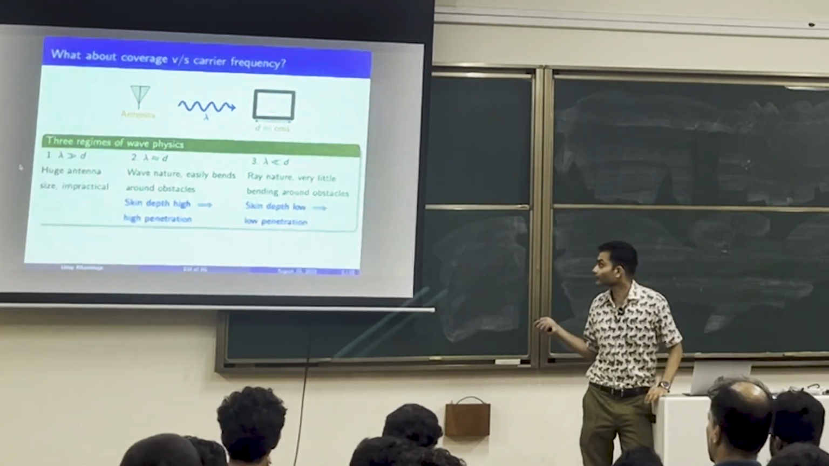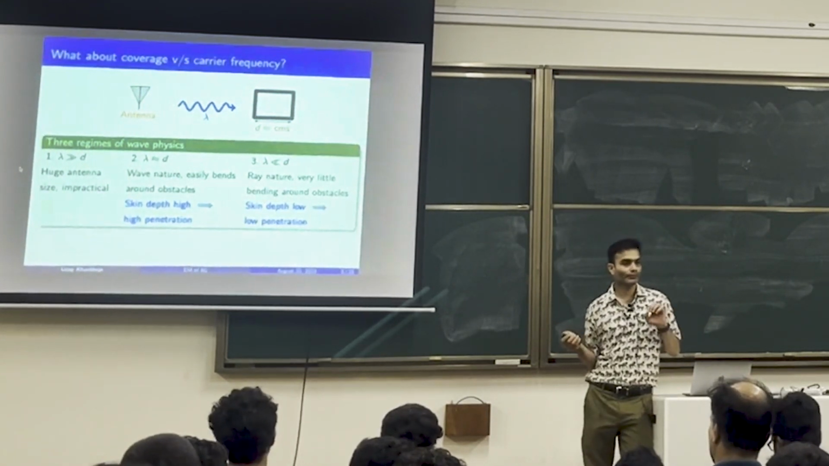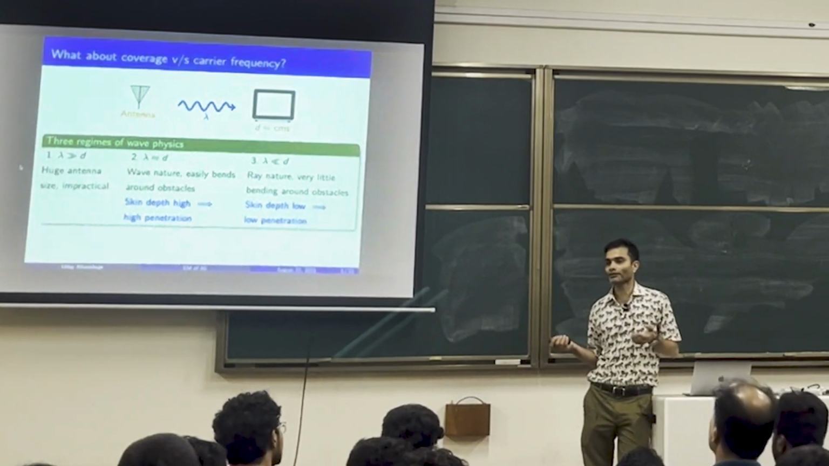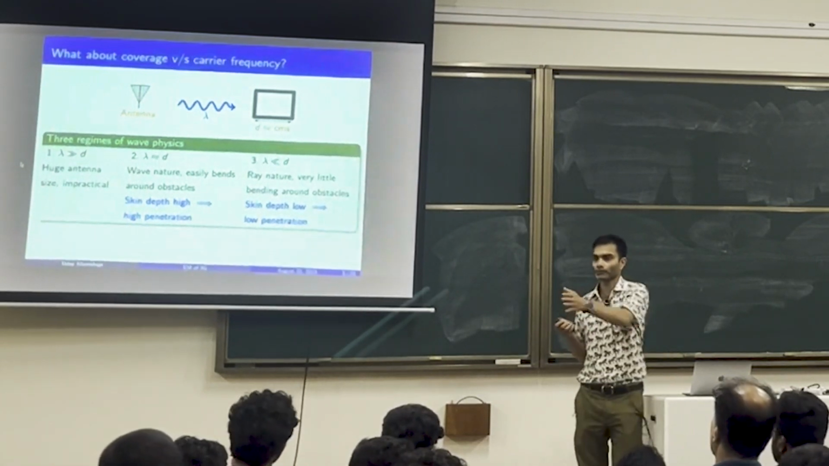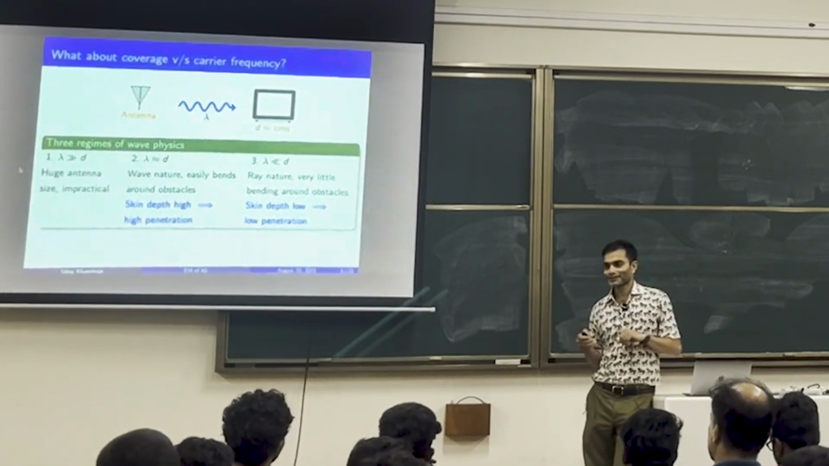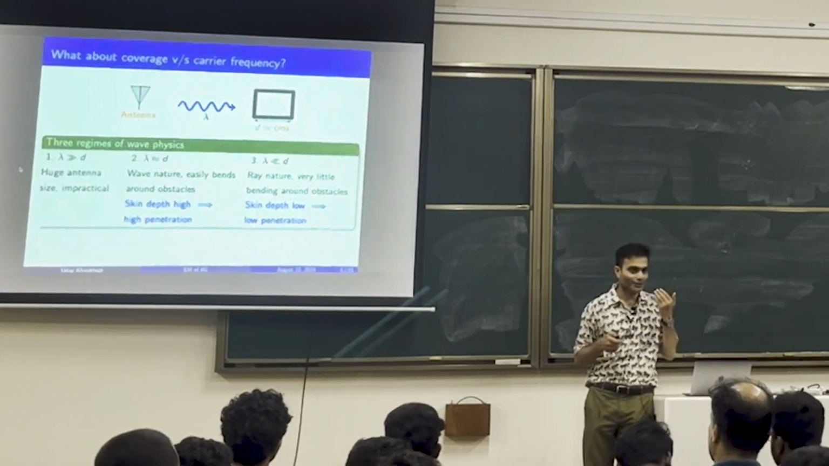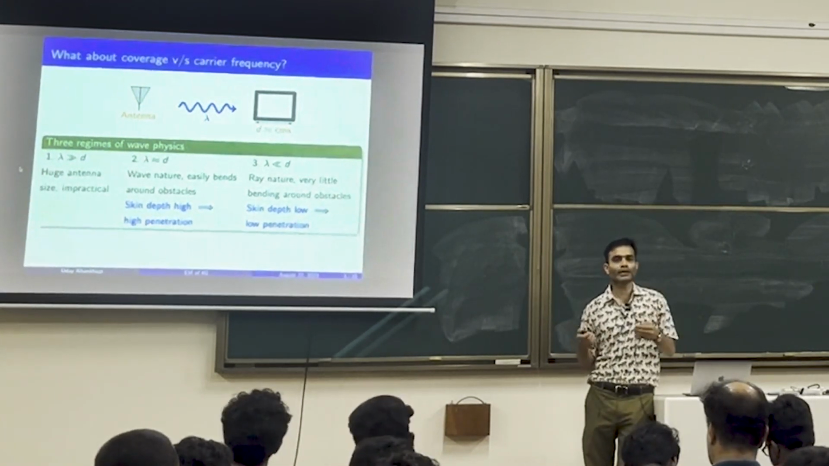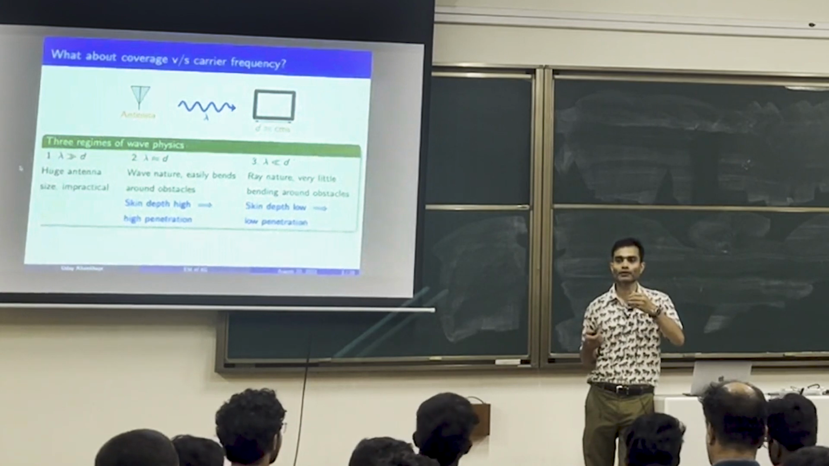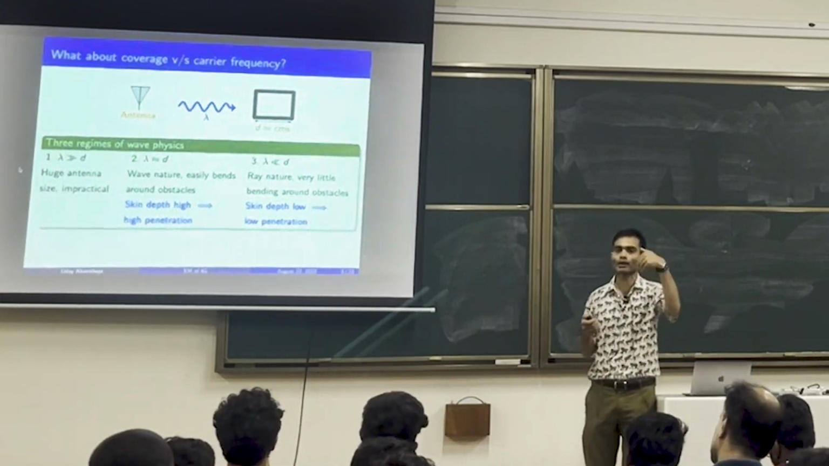On the other hand, here the skin depth is extremely low. A simple demonstration of the fact is we cannot look through people usually, right? So optical frequencies do not penetrate through people. That's because the skin depth is on the order of microns. After a few microns, the wave just dies. There's nothing left to come out.